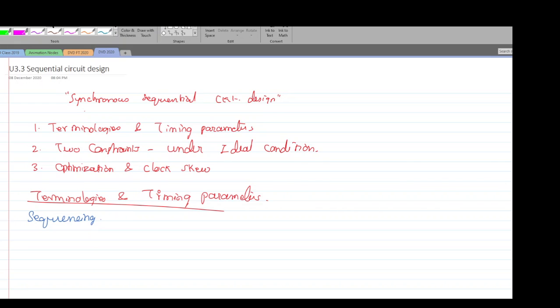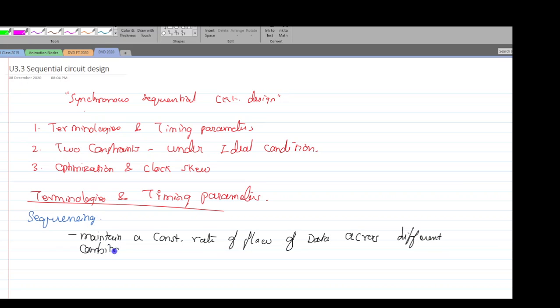Now, sequencing generally means that we are trying to maintain a constant rate of flow of data across different combinational logic circuits, or in general combinational blocks.